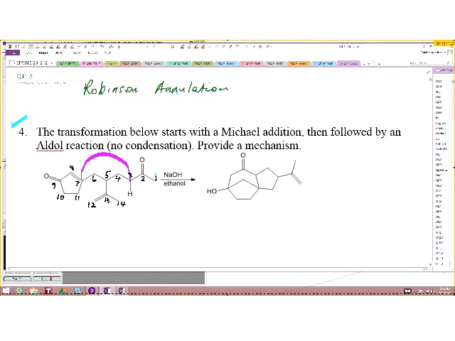So in other words, we are going to join this 1 and 9, okay? You have to be able to see that. So now that we know that, let us go ahead and give the mechanism for this process.